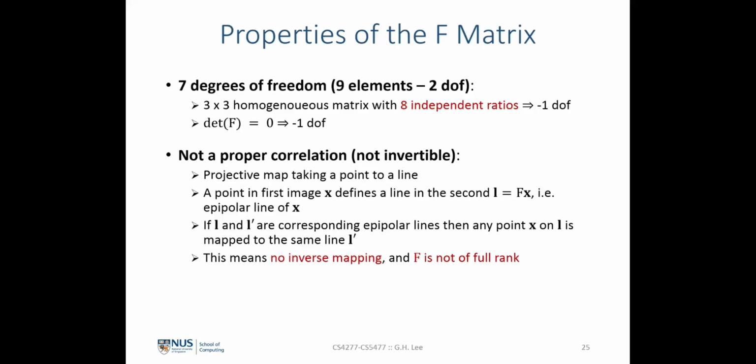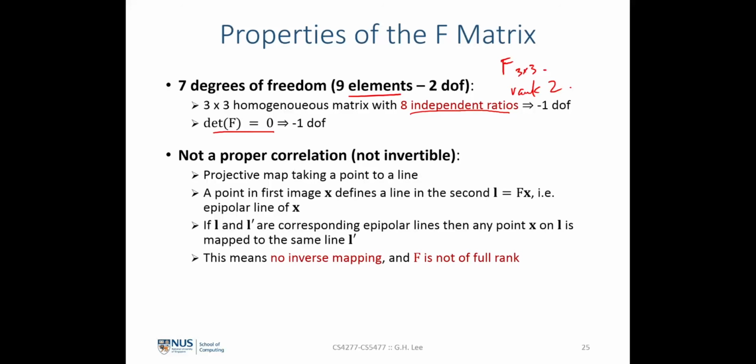We can also see that the fundamental matrix has 7 degrees of freedom. Fundamental matrix F over here is a 3 by 3 matrix with 9 elements in there, and we have to minus away 2 degrees of freedom. One, because there are only 8 independent ratios; the scale here is not important. The second thing is that because we have seen earlier on that the fundamental matrix is of rank 2, this means that the determinant of the fundamental matrix must be equal to 0, and this reduces 1 more degree of freedom. Hence, as a result, we have 9 minus 2 equals 7 degrees of freedom for the fundamental matrix.